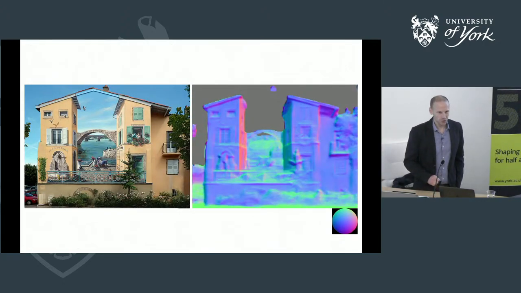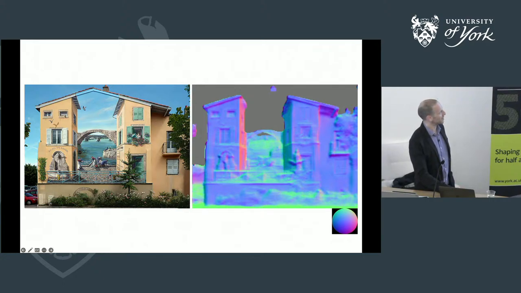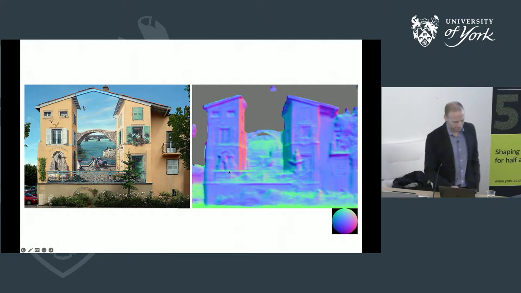Another visual illusion, a trompe l'oeil. This is just the side of a building, with clearly no sky here. First of all, it fooled our sky detector, so it thought it masked this out of sky, but also it's recovered the geometry of the windows painted on here and the door and so on.